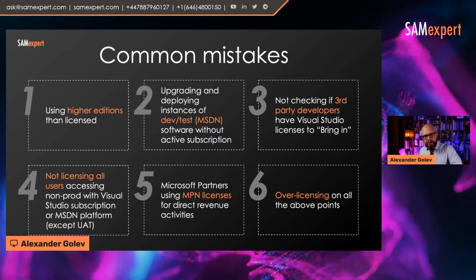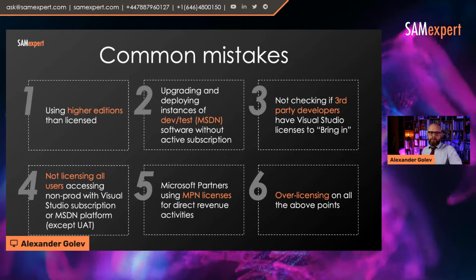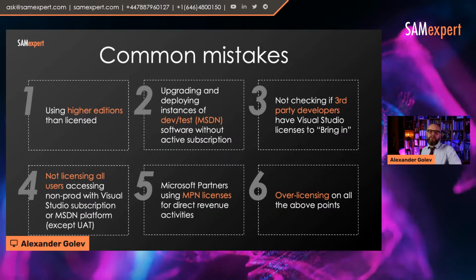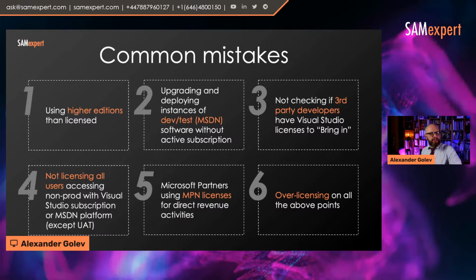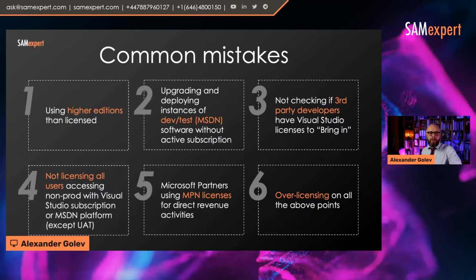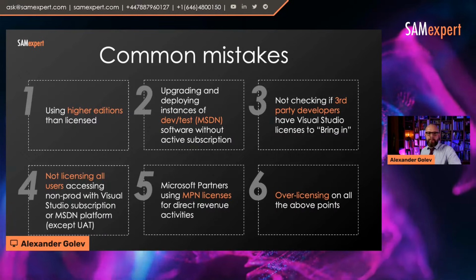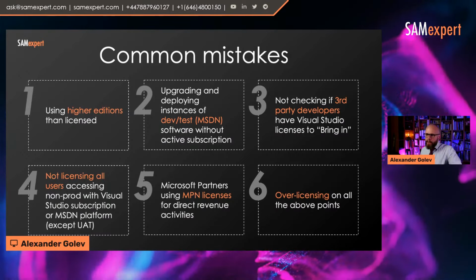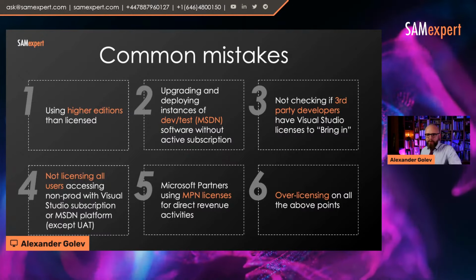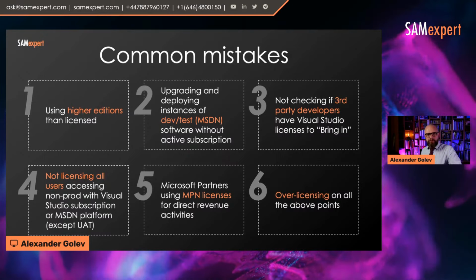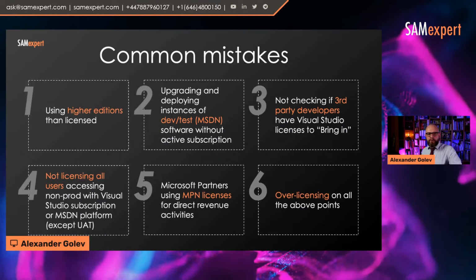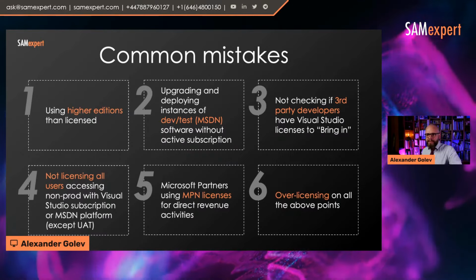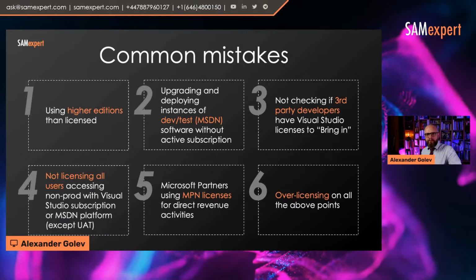The fourth common mistake is not licensing all users. It should actually be number one. As I said, 100 people access the environment, somehow only 5 are licensed. Big mistake. The fifth one is Microsoft partners using MPN licenses for direct revenue activities. If you're found out, you'll be penalized. And then there's over-licensing on all the above points, all five points.